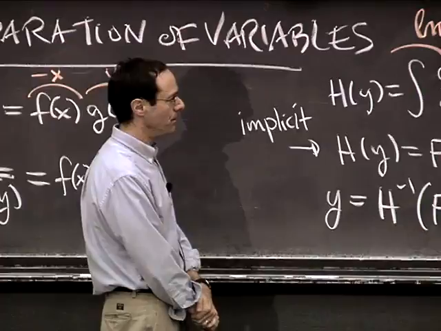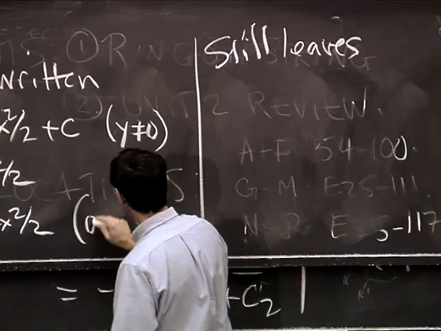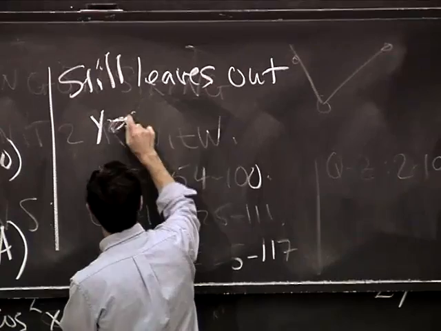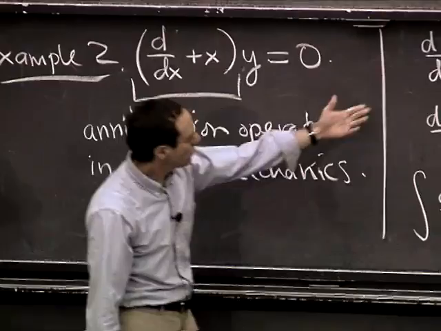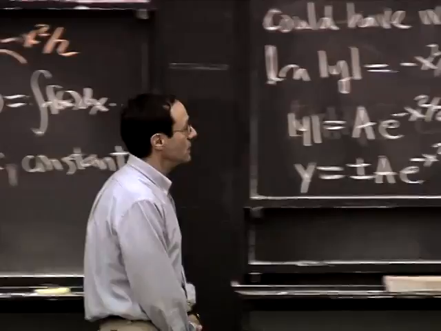Now, this still leaves out one value. So if you like, what I have here now is a is equal to plus or minus capital A, the capital A being the positive one. But this still leaves out one case, which is y equals 0, which is an extremely boring solution, but nevertheless a solution to this problem. If you plug in 0 for y, you get that these two sides are equal. Right? 0 equals 0. It's not a very interesting answer to the question, but it's still an answer. And so y equals 0 is left out. Well, that's not so surprising.